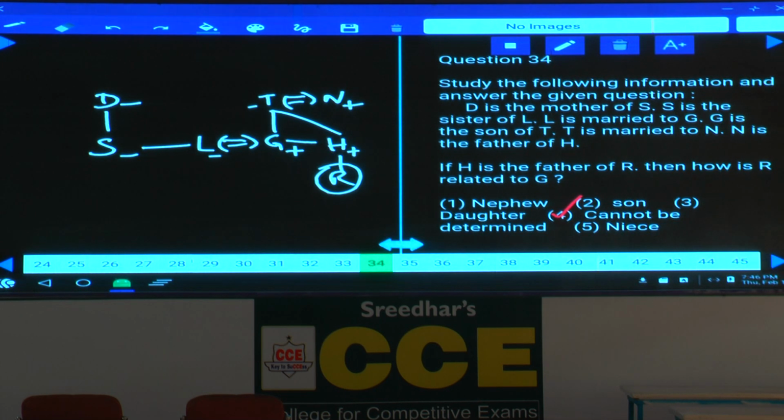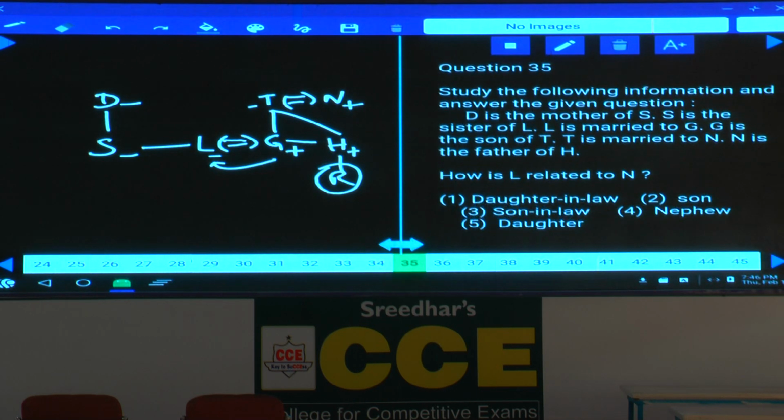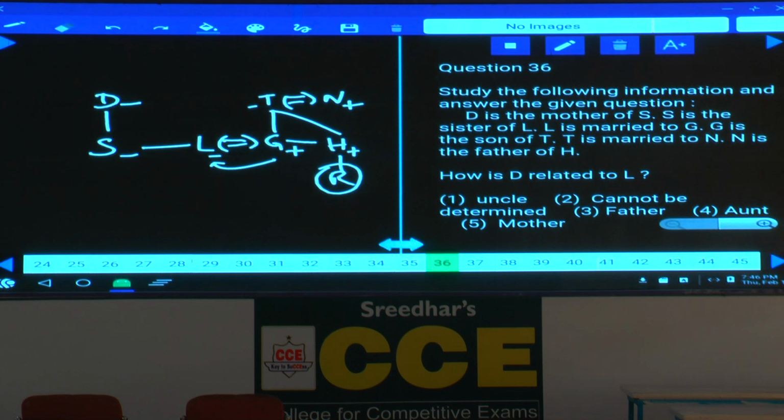Then question number 35, how is L related to N? How is this L related to N? N's son is G, son's wife is daughter-in-law, that is question number 35, choice 1. Then question number 36, how is D related to L? Yes, tell me how is this D related to L here? L's sister, S, and D is the mother of S. Now this D is the mother of L, mother, that is given in choice 5.